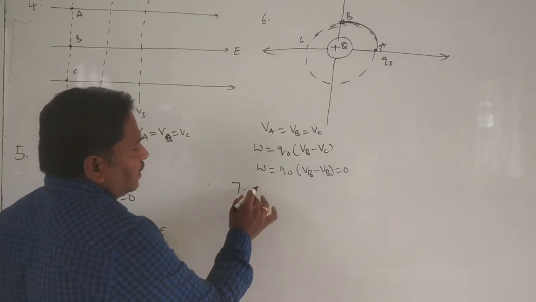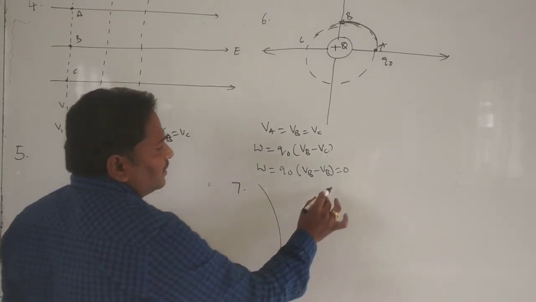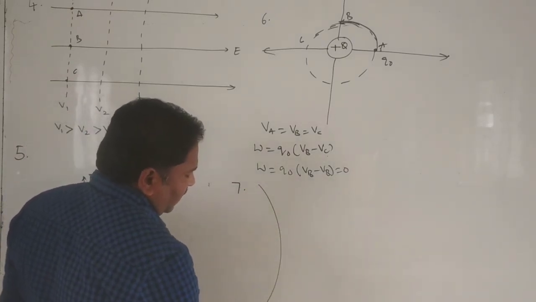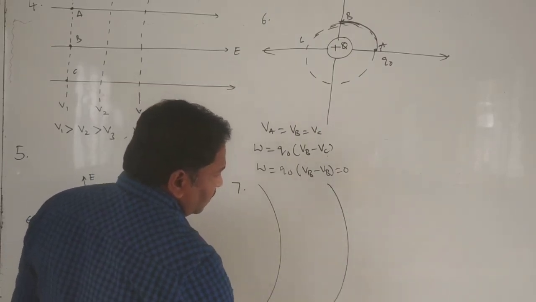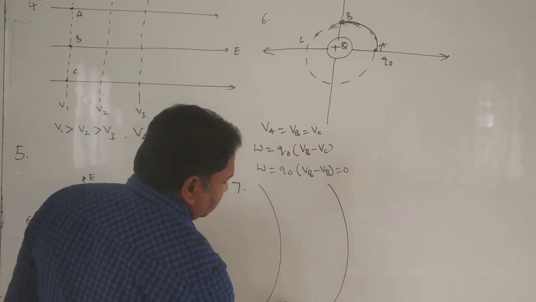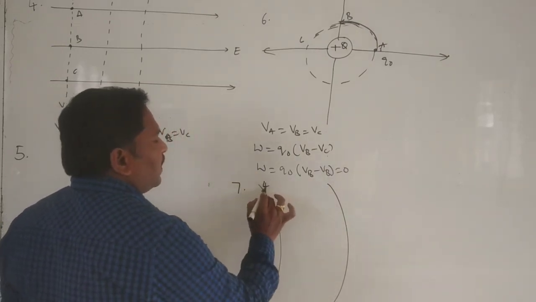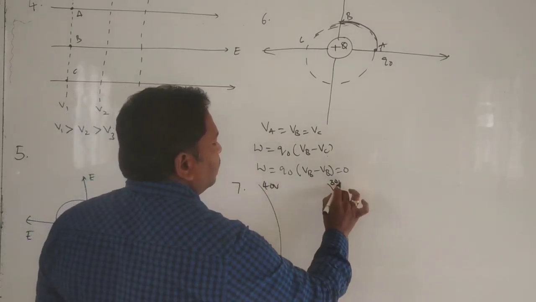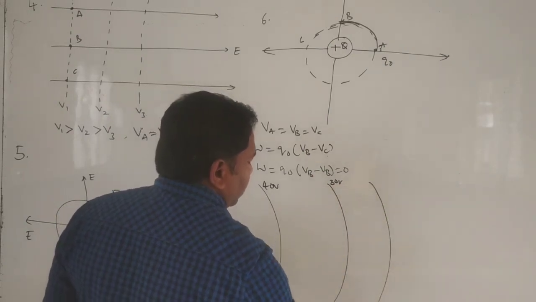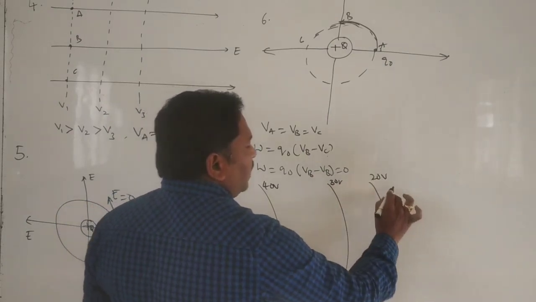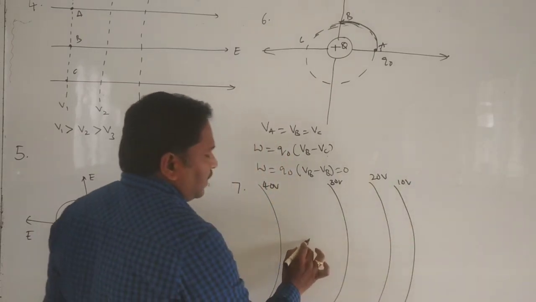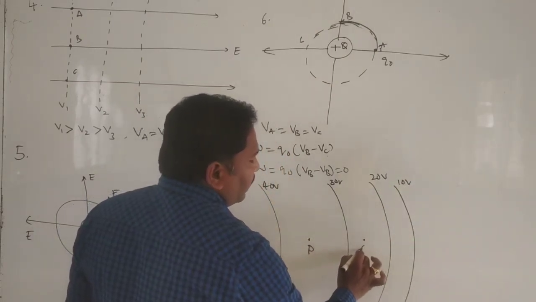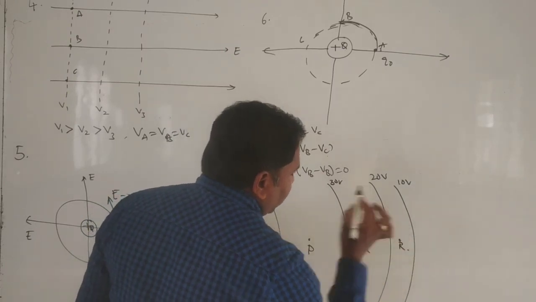Next, suppose this is 40 volts. Next, 30 volts. Next, 20 volts. Then 10 volts. There are points P, Q, R.